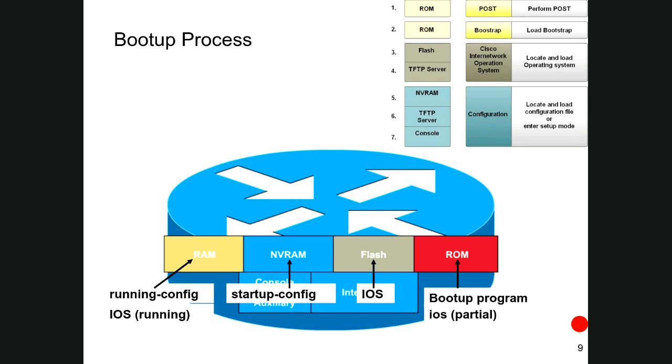Once the IOS boots up, it goes and looks for the presence of a startup configuration file in the NVRAM. And if that's present, if the router or the switch has been previously configured, it will then load your startup configuration file with your password and your IP address and all the other configuration you've done on that particular machine.